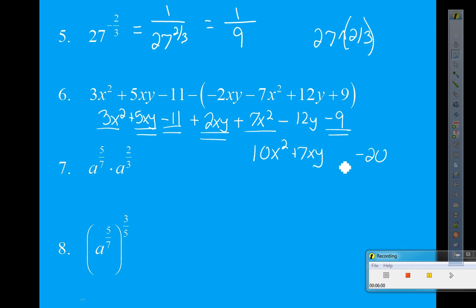I left a little gap here because I see that there's still a 12y that needs to be used up. So there's my answer. And then stop, because there are no more like terms in there, so you're done with that one.